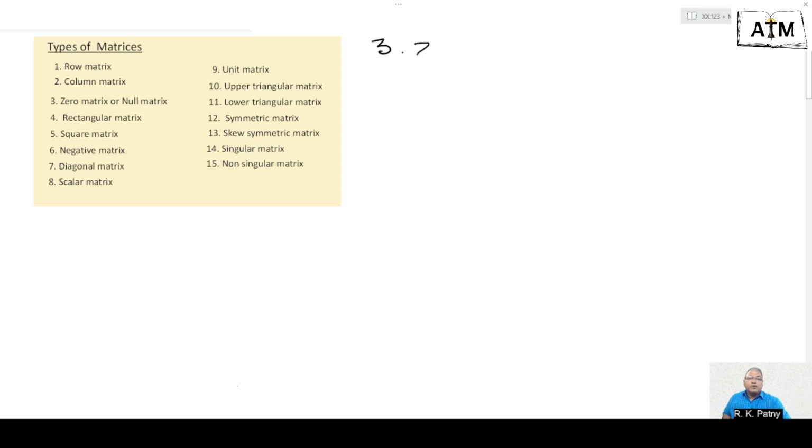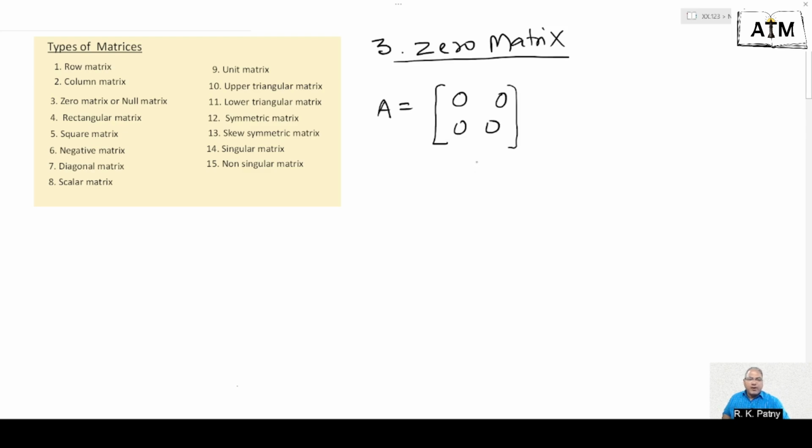Now, the third type is the zero matrix. Consider a matrix A equals to 0, 0, 0, 0. In this matrix, all elements are 0. So, whenever all elements of a matrix are 0, it is called a zero matrix, or it is also called a null matrix.